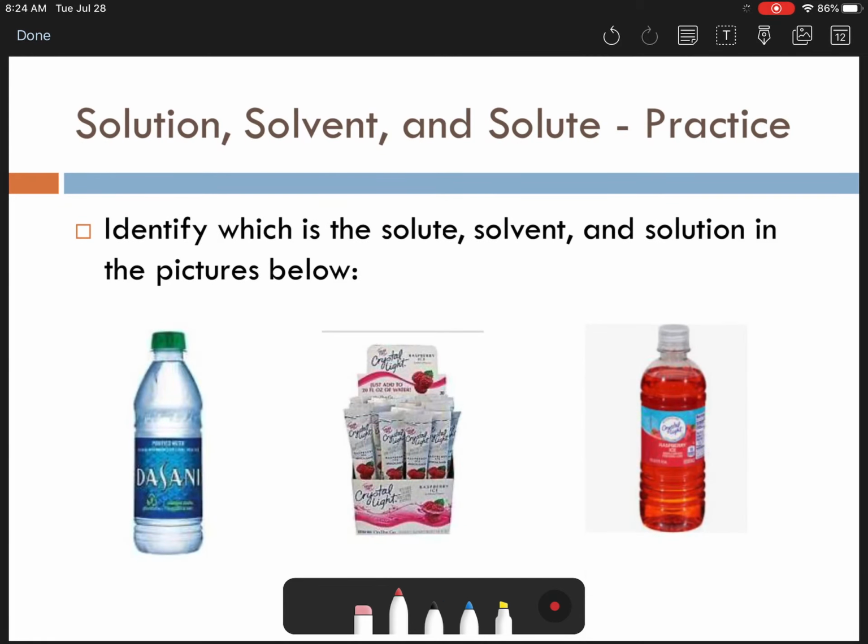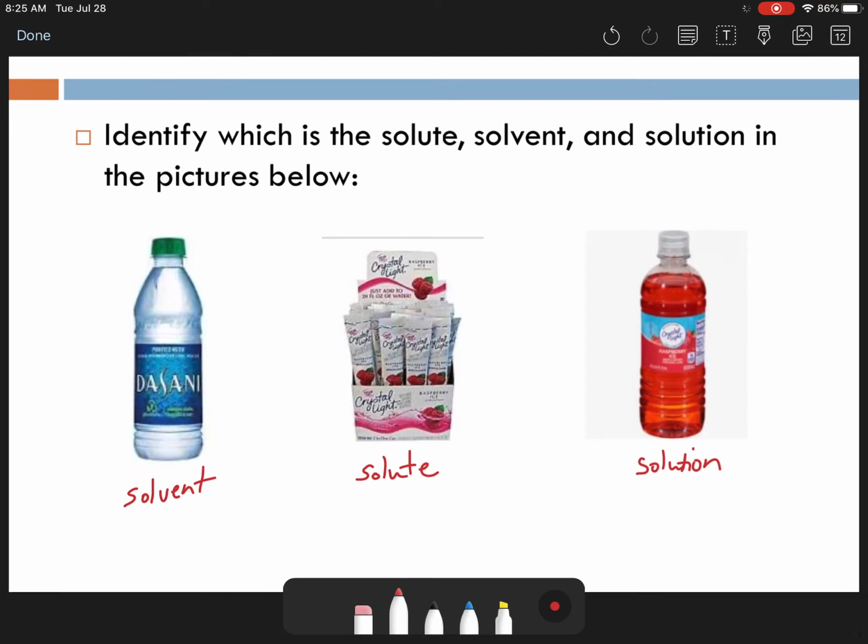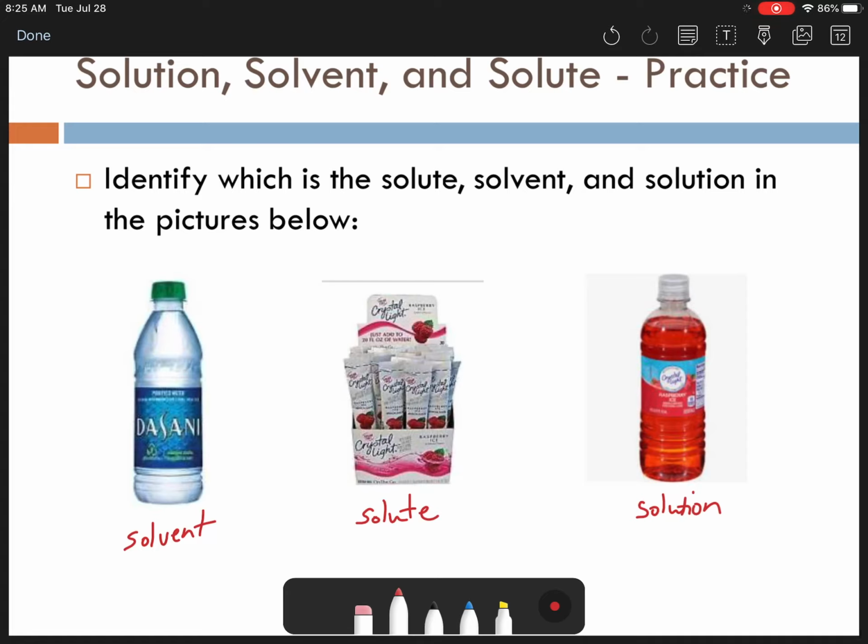So let's just do a quick practice here, maybe something you guys have enjoyed in the summertime. Which part is the solute, the solvent, and the solution? Well, we're trying to make some Crystal Light here. So this right here is the solution, because it's already all mixed up, isn't it? Okay. What did we say was the universal solvent? That's right, water. So here is your solvent. And then the substance that you're going to actually dissolve into that bottle of water is the Crystal Light packet. So that is your solute. All right. So again, make sure you know the difference between those three.